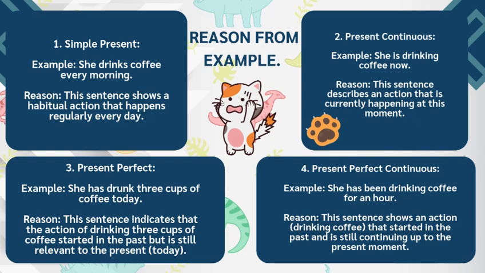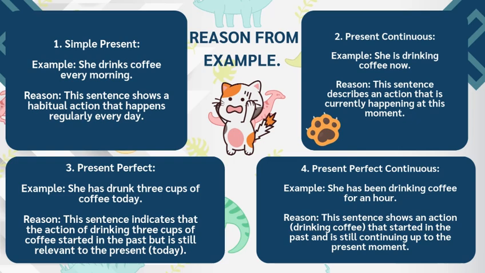The second one, present continuous. Example, she is drinking coffee now. The reason, this sentence describes an action that is currently happening at this moment. The third, present perfect. Example, she has drunk 3 cups of coffee today. The reason, this sentence indicates that the action of drinking 3 cups of coffee started in the past but is still relevant to the present, today.